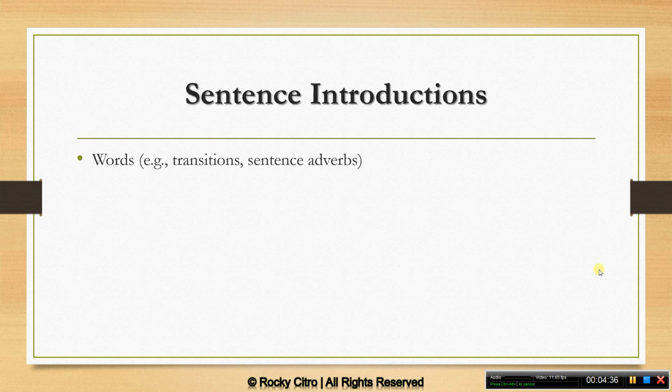And what are sentence intros? Well, they could be words, phrases, or clauses. And sentence words, single words, could be transition words or sentence adverbs. I don't want to throw out too many of these grammatical terms, and I will try to explain everything in lay terms as much as possible, but I did want to include the words on the slide so that you can search for more information if you want on your own.